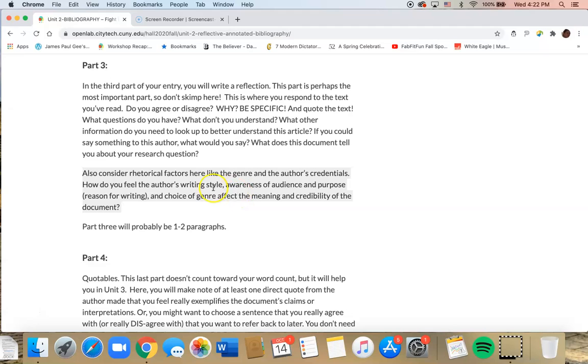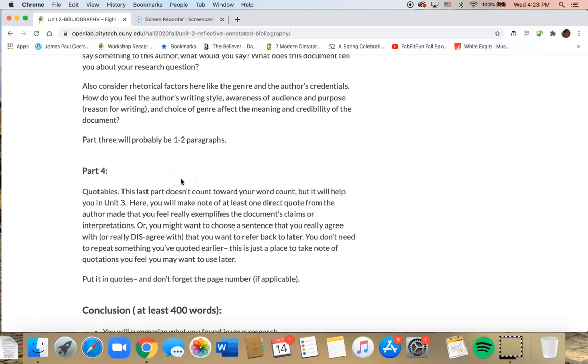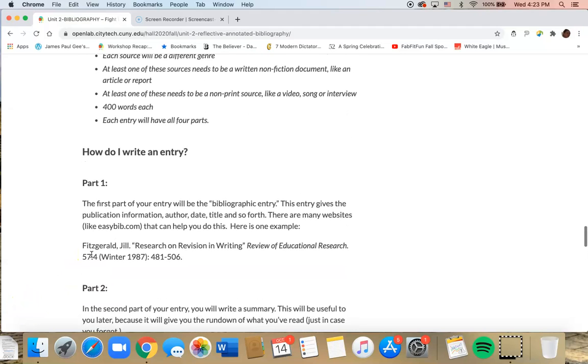What is their purpose? You can also talk about their writing style. Are they writing in a friendly way, trying to talk to teenagers? Are they writing in a very formal style? Rhetorical factors can be its whole own paragraph. Part 4 doesn't count toward your word count, but it can help you in Unit 3. This is not related to the quote sandwich. It would just be a place to put a list of a couple of quotes that you found useful from the article. This can be very useful in the long run, believe me. So that's it. That's how you write a source entry.